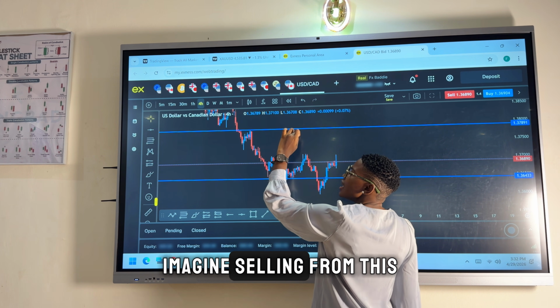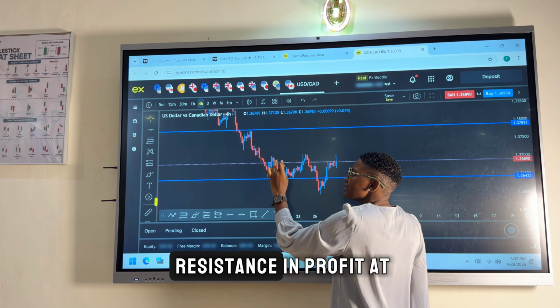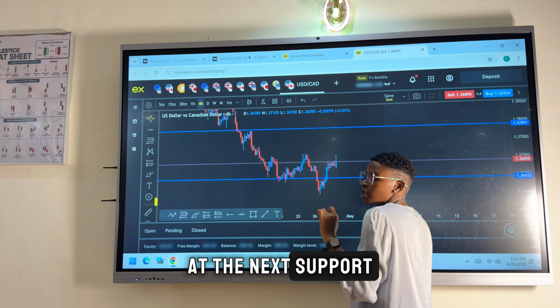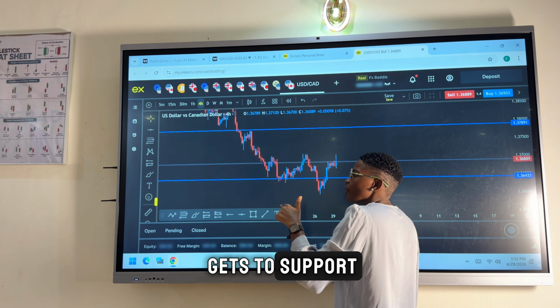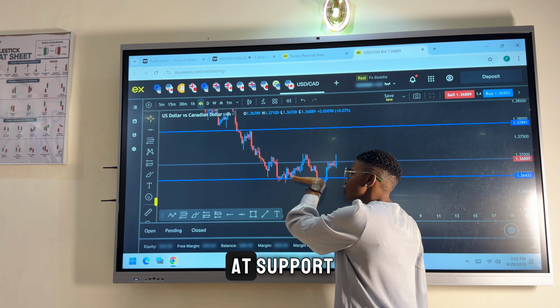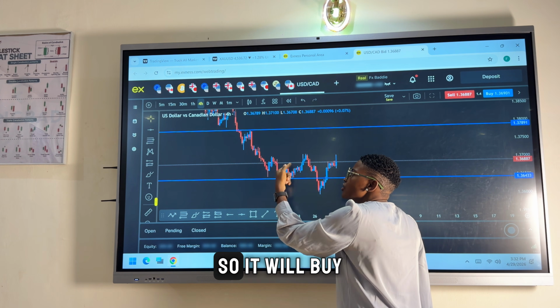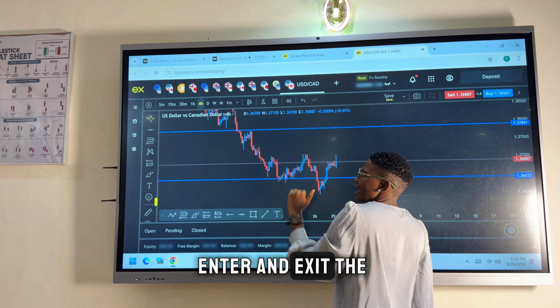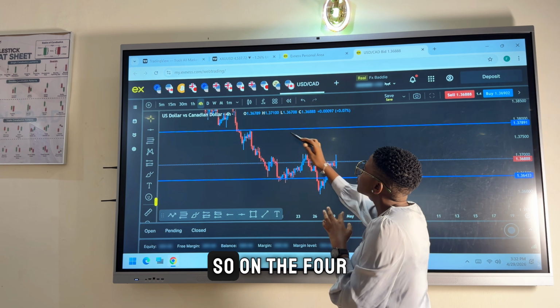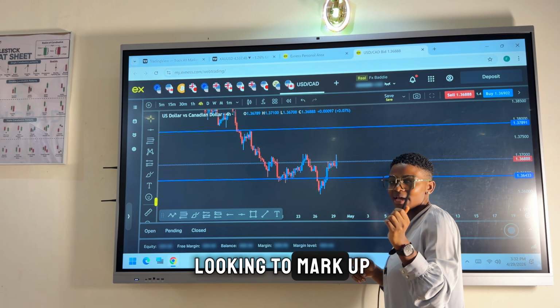Imagine selling from this resistance and then taking profit at the next support, because you know that when price sells and gets to support, it might react, and at support it will not easily break it, so it will buy. So when you draw your key levels, you know where to enter and exit the market. Simple. So on the 4 hours, we are still looking to mark out our key levels.